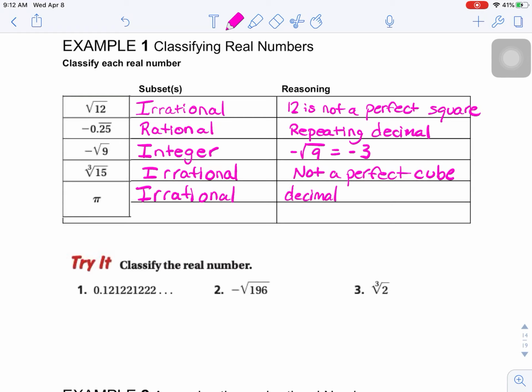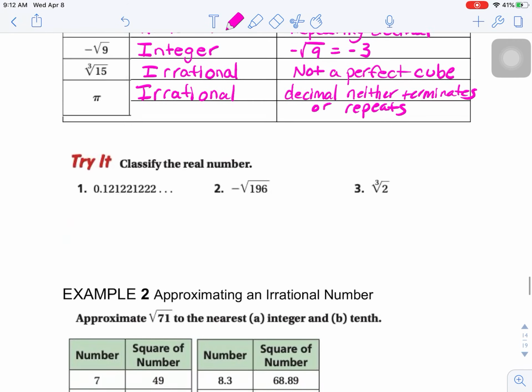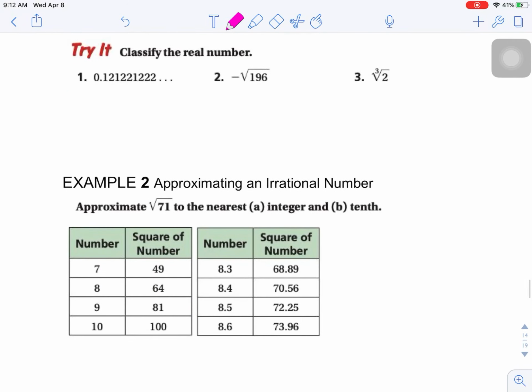The decimal neither terminates or repeats. Okay, so go ahead and try these ones below. If you want to pause the video really quick to try those, go ahead, and then we can go through those answers.